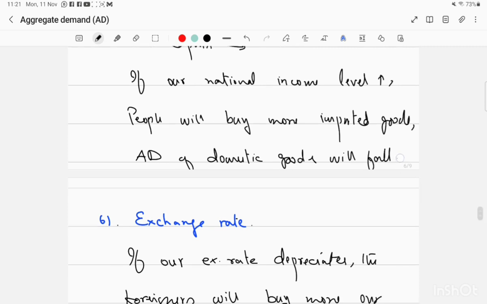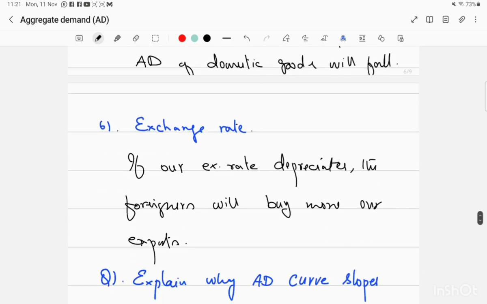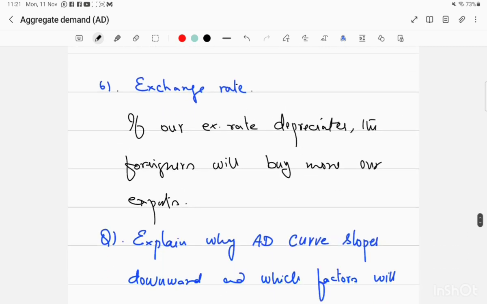What about the exchange rate? When the exchange rate depreciates, the foreigners' currency becomes stronger against our currency. As a result, our aggregate demand will shift rightward. On the other hand, when our exchange rate appreciates, our currency becomes stronger. The foreigners will have to pay more in terms of their own currency, so they will buy less of our goods. So aggregate demand will shift downward.